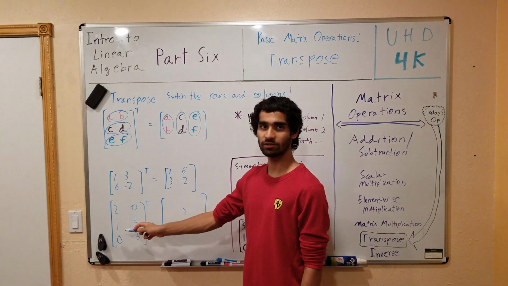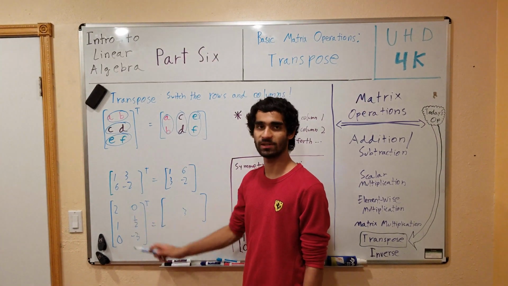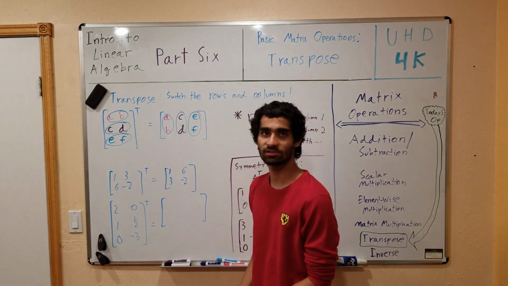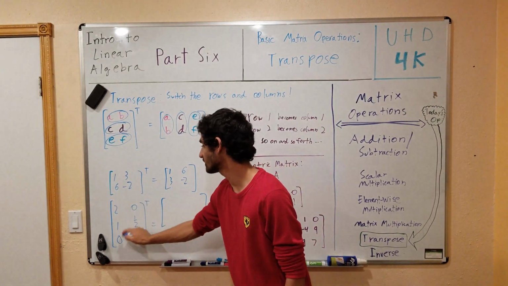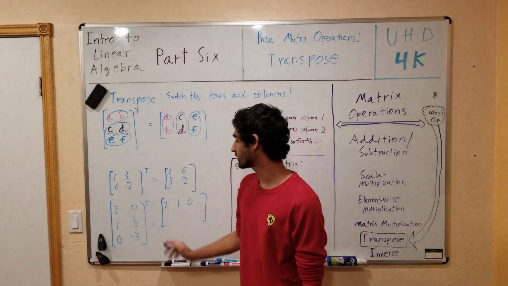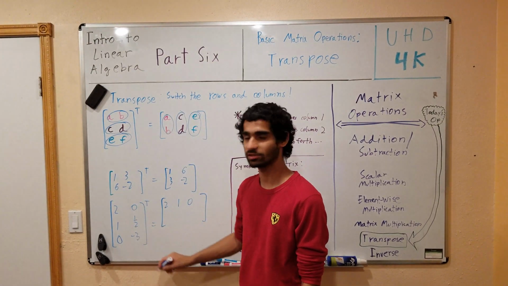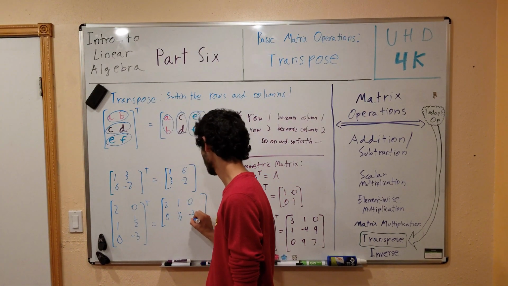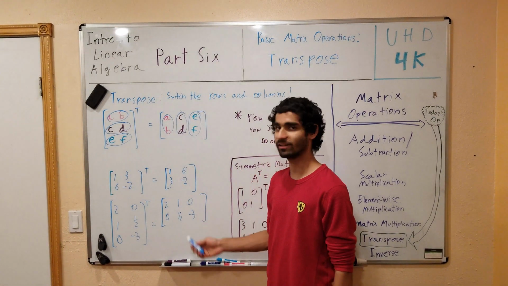Go ahead and pause the video and try taking the transpose of this matrix. Once again, we've got to switch the rows and the columns. The first column is 2, 1, 0, that becomes the first row, 2, 1, 0. Our second column, 0, 1 half, negative 3, becomes the second row, 0, 1 half, negative 3. Voila, we've got our transpose.